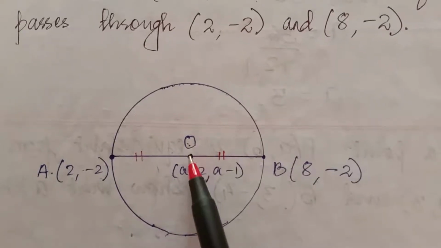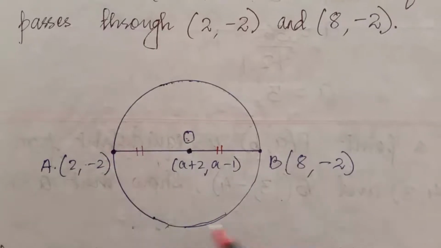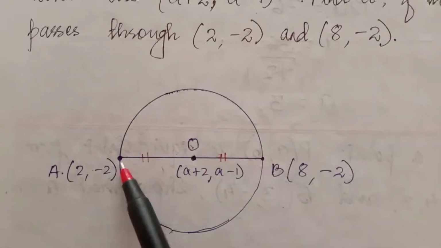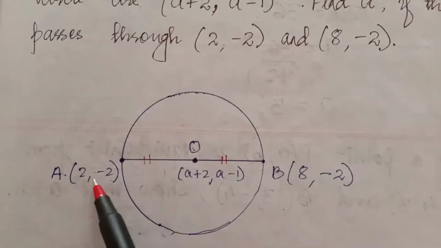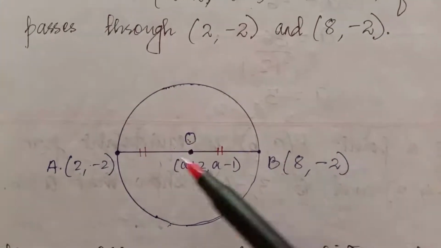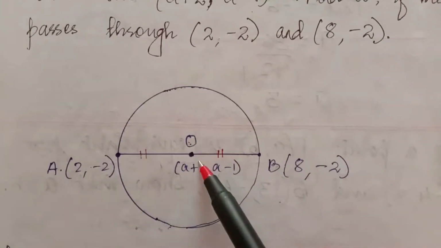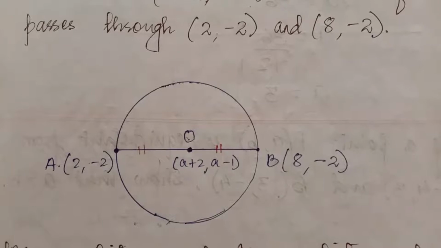So the coordinates of this center are given, a plus 2 comma a minus 1, and this circle passes through these 2 points. One point is A, 2 comma minus 2, and another point is B, 8 comma minus 2. So this circle passes through these 2 points and the center of the circle is this one. You have to find the value of a here.